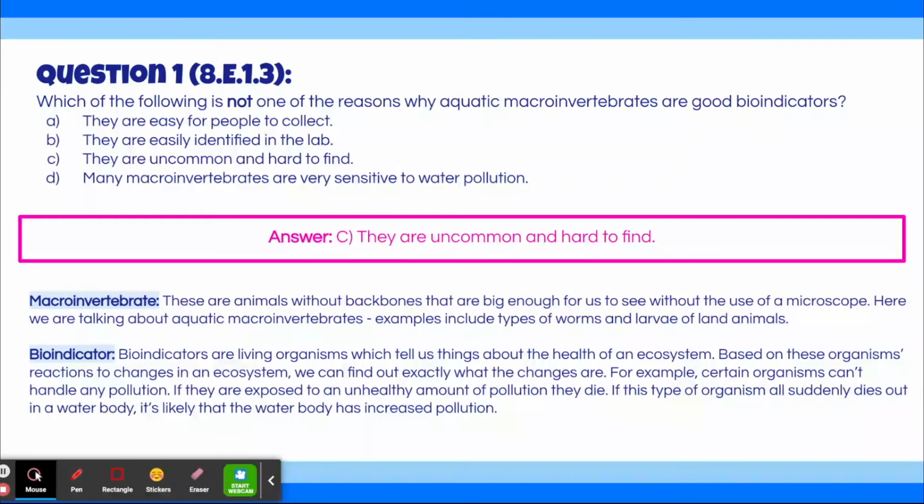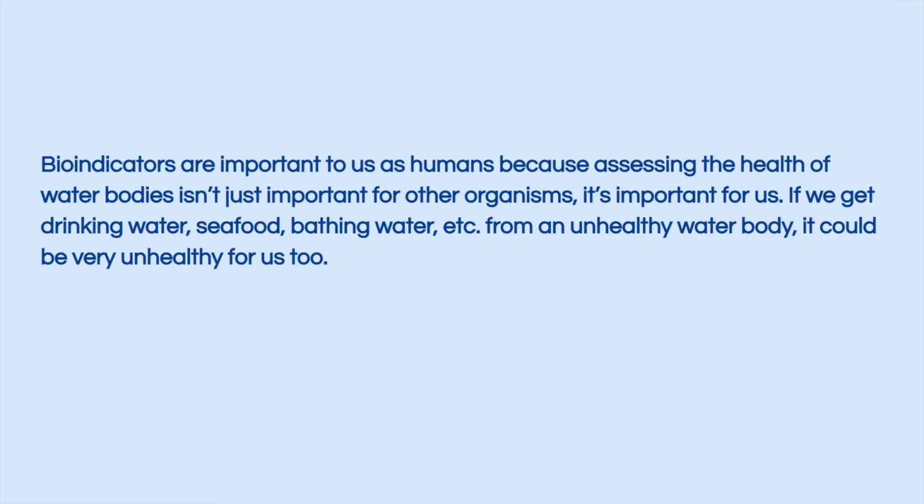However, we always go through all the answer choices, so let's look at answer choice D. Answer choice D says many macroinvertebrates are very sensitive to water pollution. So good bioindicators are sensitive to large changes in the environment. This means that if a large change was to happen, there would be a noticeable effect on the species. If a certain species is sensitive to pollution and all of it dies out, we'll know that that water body is very likely to be polluted. So sensitive macroinvertebrates are good bioindicators.